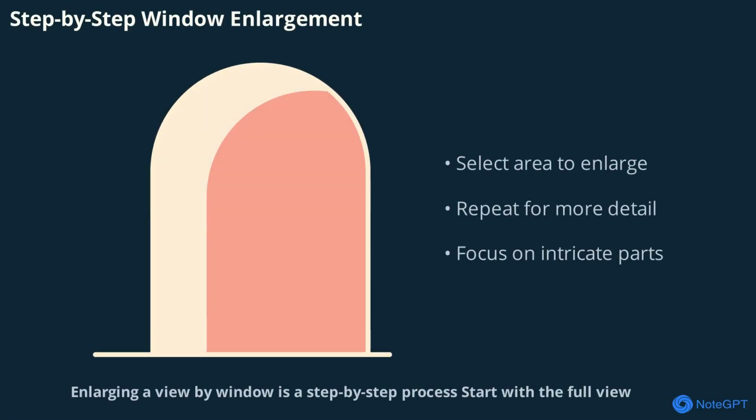Enlarging a view by window is a step-by-step process. Start with the full view, then use the Zoom Window tool button to select a corner for enlargement. Enter points A and B as the corners of the window, and the view expands to fill the screen. Repeat the command to zoom in further, each time focusing on a smaller area for greater detail. This technique is invaluable for working on intricate parts of a drawing.